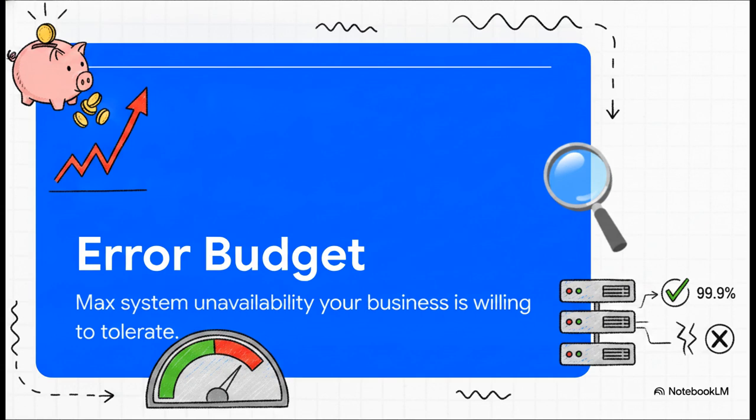We want proactive alerts when our spending rate spikes way too fast, right? We don't just want to notice when the account is completely overdrawn and bounced. If your SLO target is to ensure 99.9% of requests are successful, your error budget is that tiny remaining 0.1%. That is your strict allowance for failure.